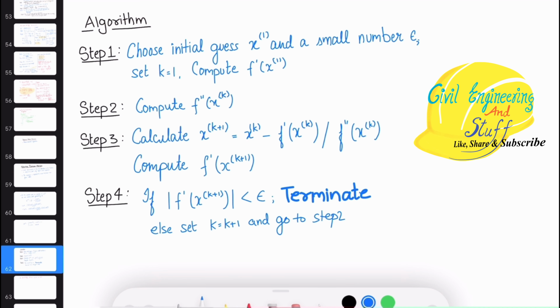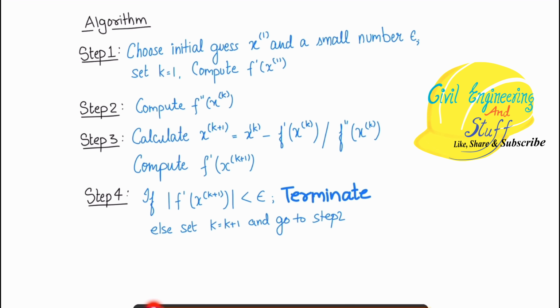That we have to choose the initial guess value. We are given in the question that our first guess value will be 2.8, so we will take it. We are given with a smaller number, so we'll set k equal to 1 and compute f dash x1.